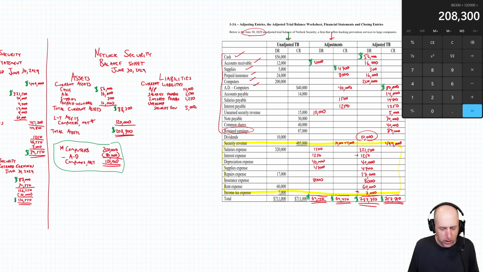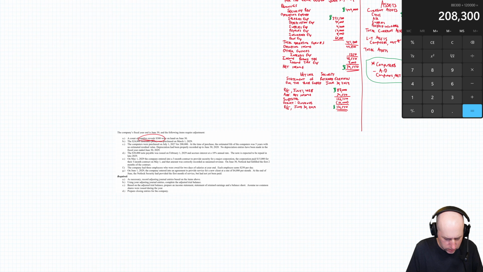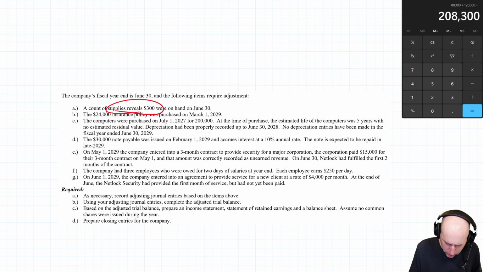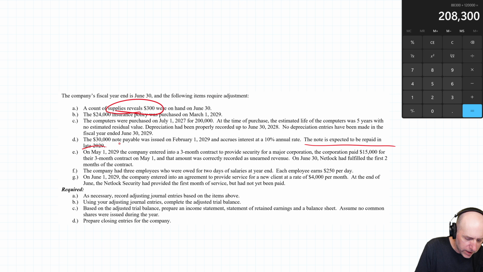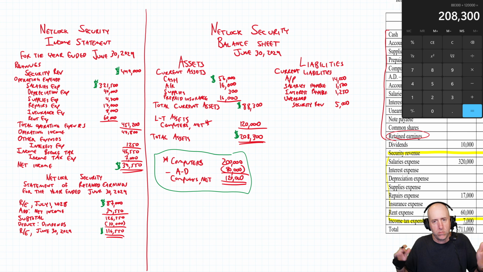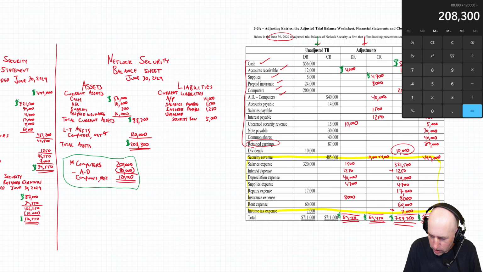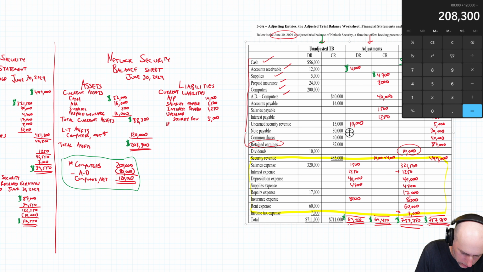Note payable is the only one I had a question about, but if I recall the question, it says the note is expected to be repaid in late 2029. Well, it is 2029. It's June 2029. If we think the note's going to be paid in late 2029, it's current. So the note payable, which is $30,000, is current. And that's it for liabilities. So let's total it up.